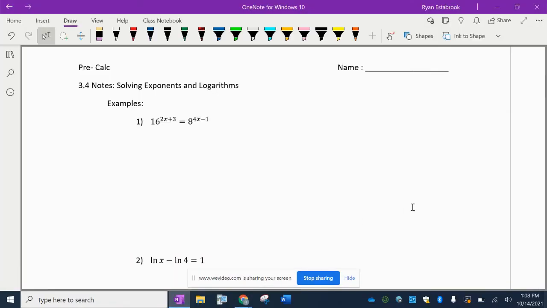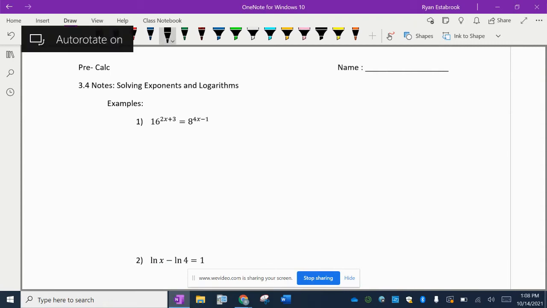All right, here we go. So the first equation we have here is 16 to the 2x plus 3 equals 8 to the 4x minus 1. Our goal is to solve for x.